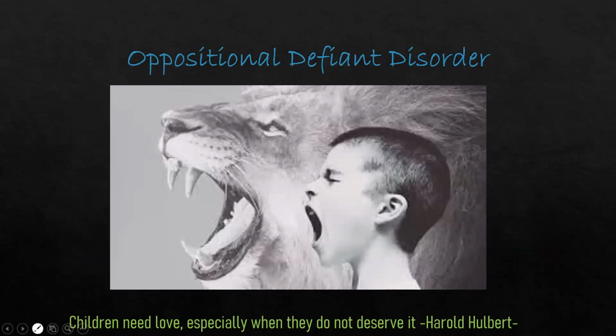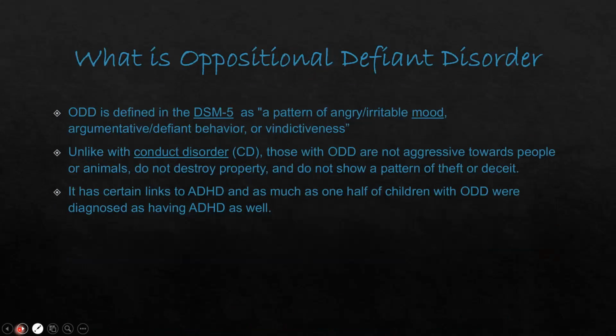Oppositional defiant disorder. Children need love, especially when they do not deserve it. A pattern of angry, irritable mood. Unlike with conduct disorder, those with ODD are not aggressive towards people or animals. They don't destroy property and don't show a pattern of theft and deceit. It has links to ADHD, okay? And as much as half of the children with ODD were diagnosed as having ADHD as well.